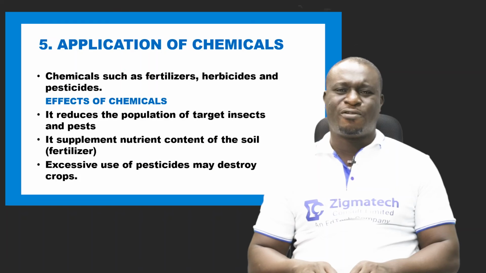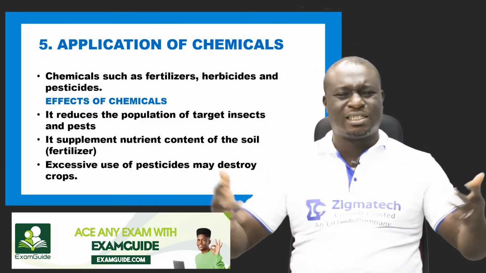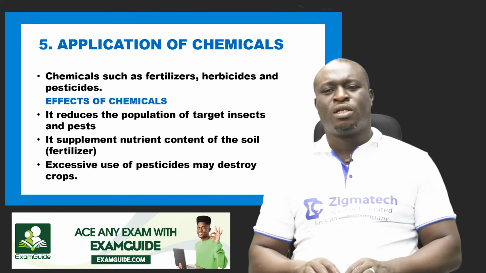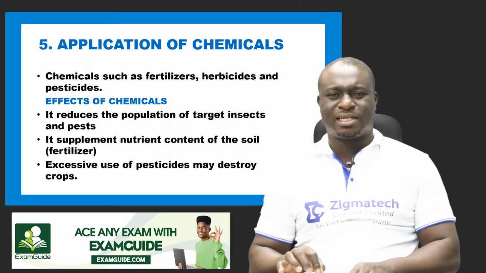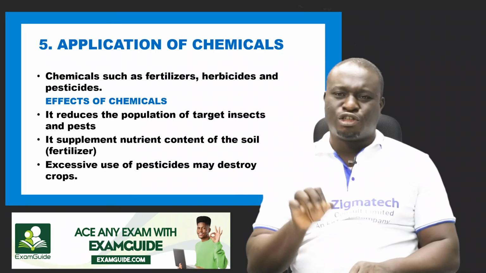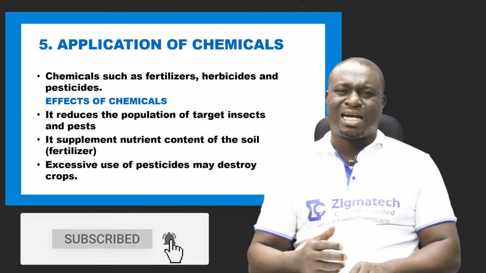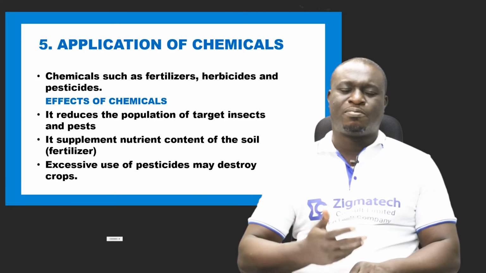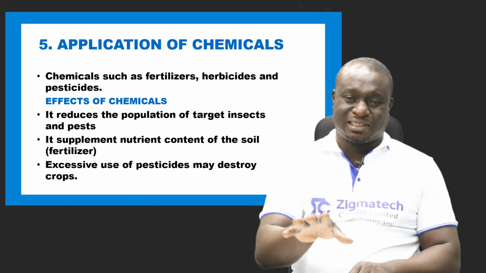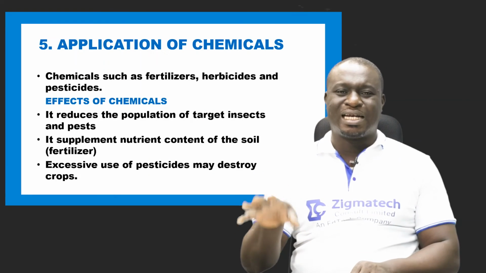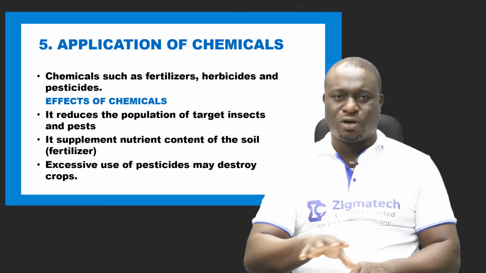Now, what are some of the effects of applying chemicals to farmlands, and how does it have an effect in the ecological system? Number 1 is that it reduces the population of target insects and pests. By the time you keep spraying all these pesticides and herbicides, it affects the number or population of insects and pests in that particular piece of land or the habitat.